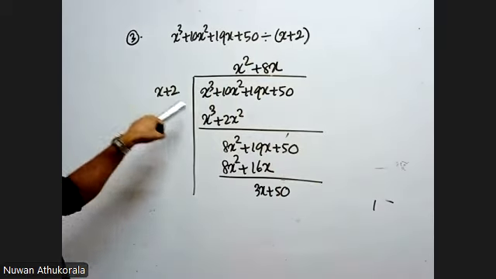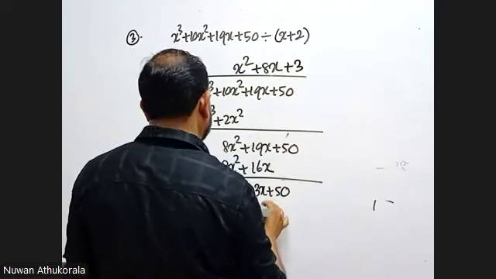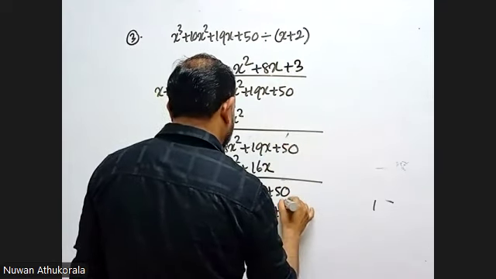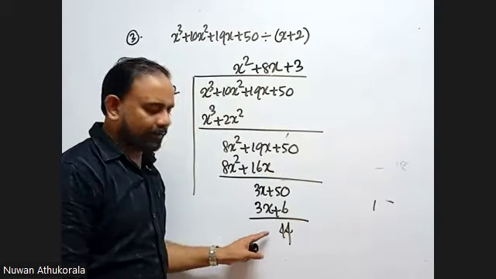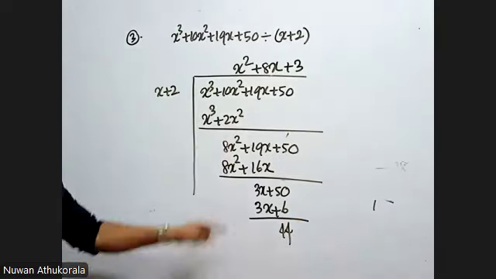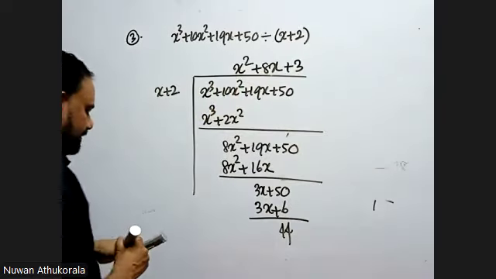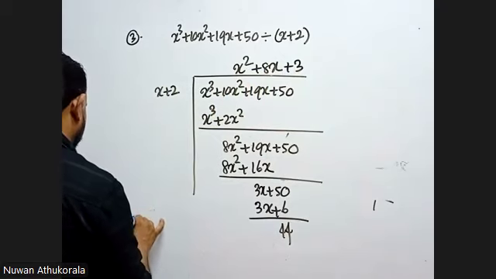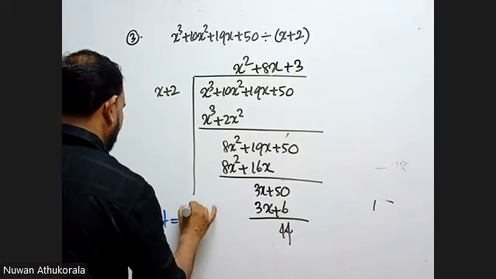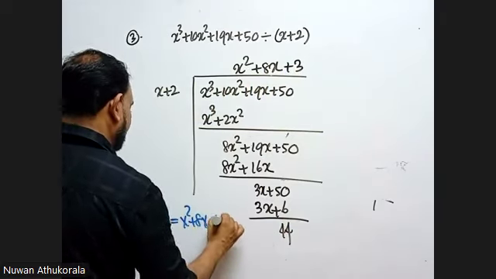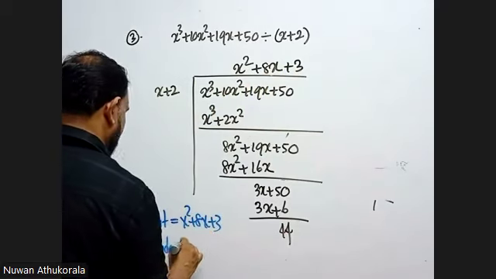We can convert x into 3x. x should be multiplied by 3. 3x plus 6, 44. Therefore, remainder is 44. Quotient is x squared plus 8x plus 3, right? Write the quotient: x squared plus 8x plus 3, remainder equals 44.